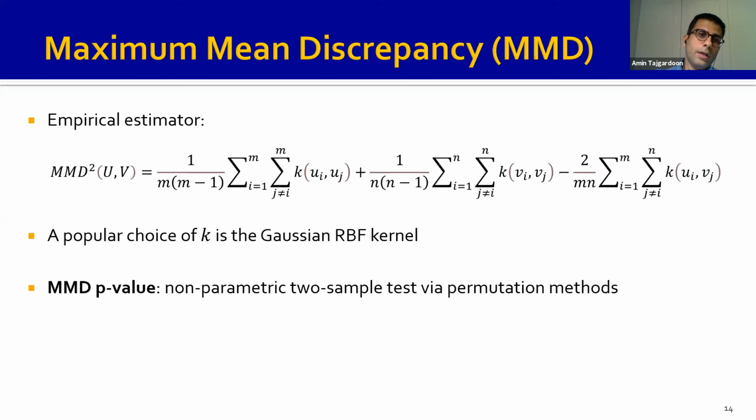Another metric in this class is MMD. This equation shows an unbiased estimator of the MMD metric for two sets of predictor variables. A popular choice of function K in the equation is the Gaussian RBF kernel. Also, a non-parametric test based on this estimator is available. In our experiments, we use the p-value of the MMD test as an additional divergence metric.